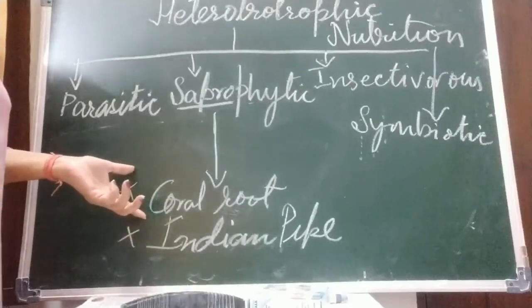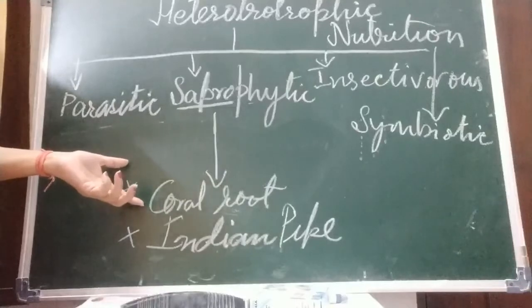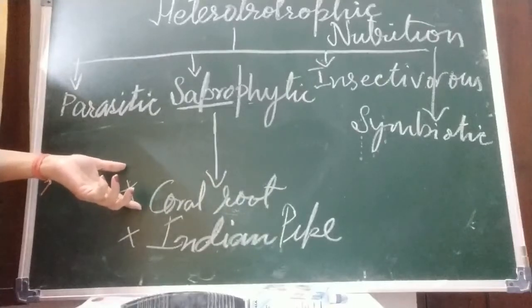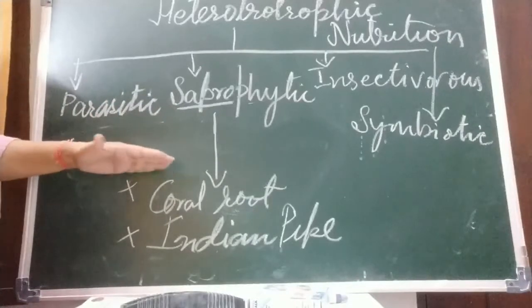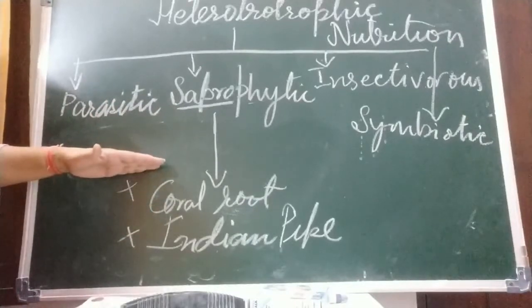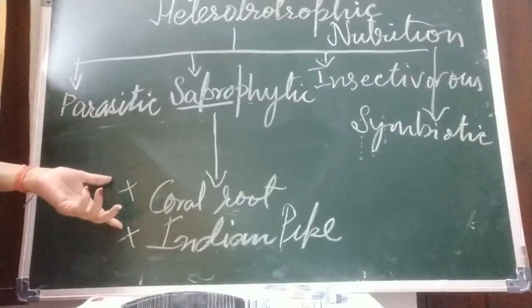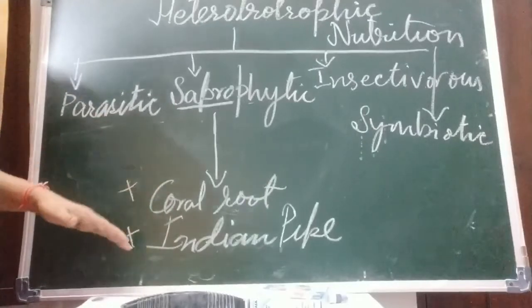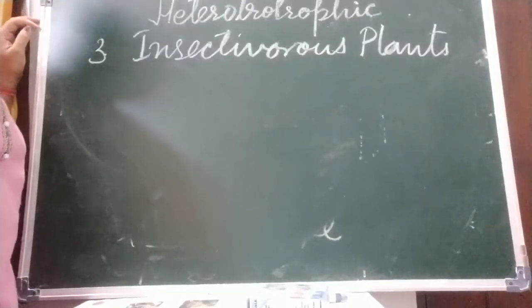Okay, and what is the function of fungi? To convert the decaying matter into nutrients that can be used by these plants as food. Fungi are also saprotrophs. So is this clear? Coral root and Indian pipe, these are the examples. Now third is insectivorous plants.